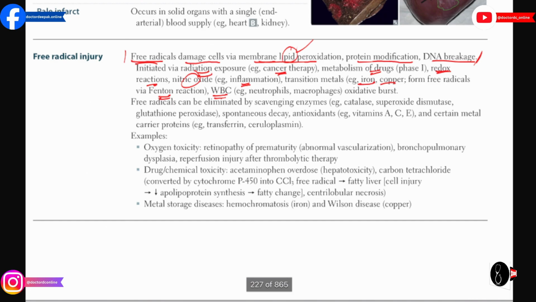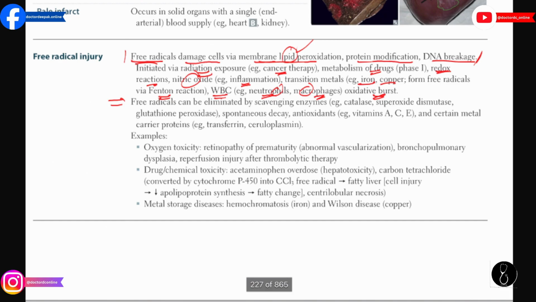Then he said when the free radicals are produced in our body, there are different kinds of mechanisms through which we can eliminate them. Like we have the catalase enzyme, the superoxide dismutase enzyme, and glutathione peroxidase. Then there is also spontaneous decay. These free radicals automatically decay. Then we also have the antioxidant vitamins A, C, and E. These antioxidants will go and destroy the free radical.